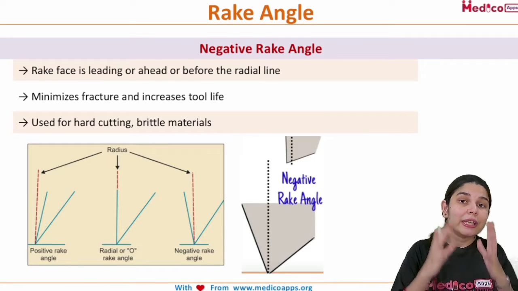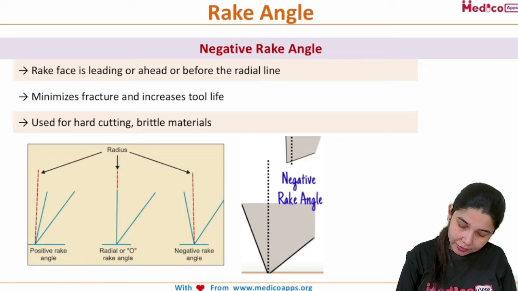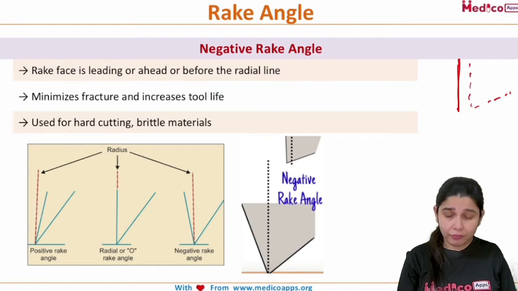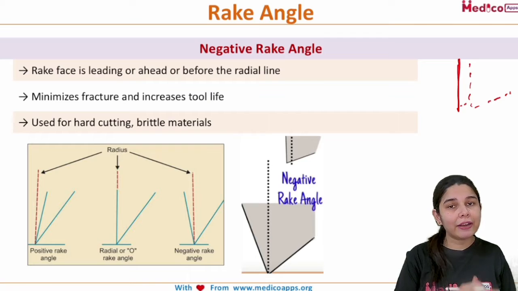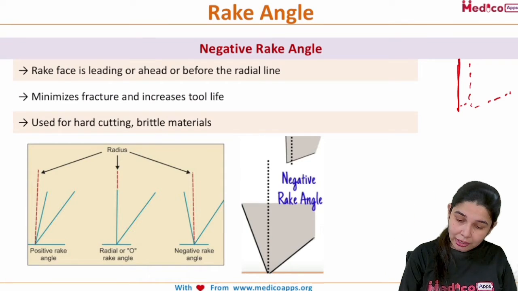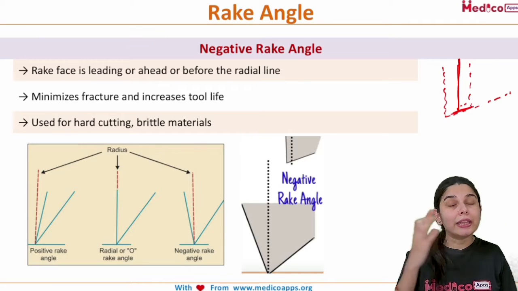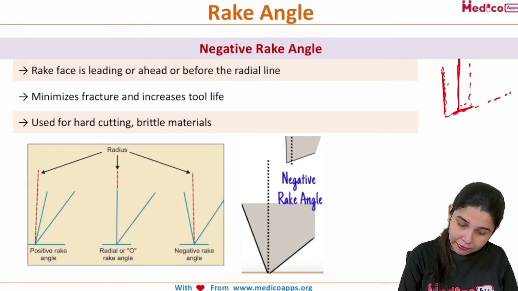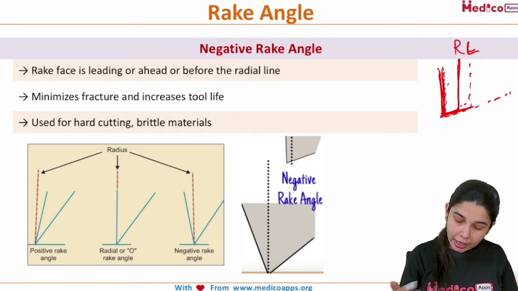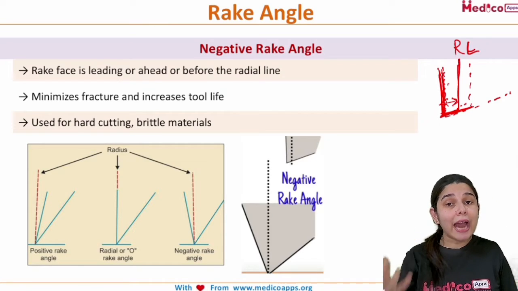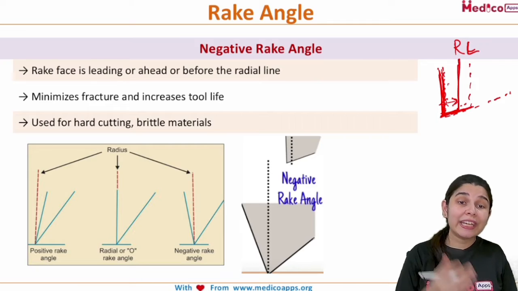Now whenever, if you see this diagram, this is your radial line. Okay, and this was your rake face which was going to touch first. Now whenever this rake face is ahead of your radial line, that angle is known as negative rake angle.